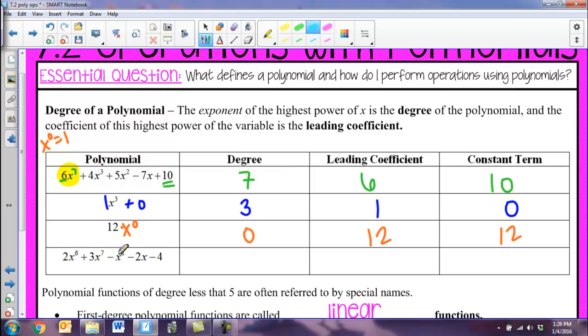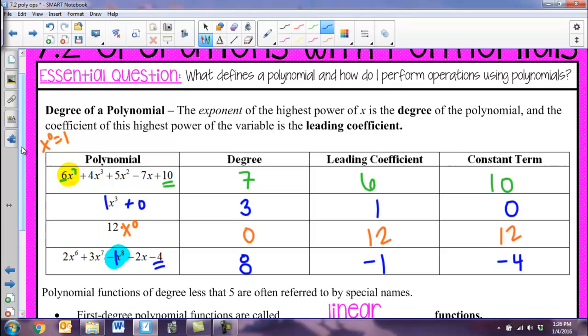Okay, this last one, be careful here. You see a 6, a 7, an 8, a 1, and then that's technically a 0. So they don't have to be in order. You just look for the highest exponent in here. It's that 8. And so when I write this down, I know that my degree is 8. My leading coefficient, remember there's a 1 in front, so it'd be a negative 1. And then my term that's all by itself is negative 4.